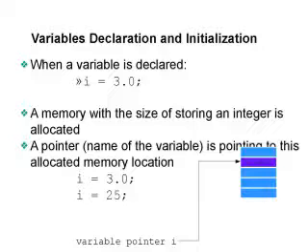And when you execute another line of code, in this example the second line of code, i equal to 25, you are changing the value of this variable i from 3.0 to 25. So this process actually occurs in the memory location that is allocated to variable i. So the value of the variable i will be changed from 3.0 to 25.